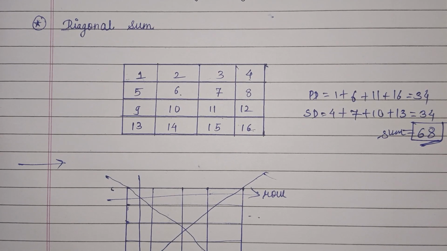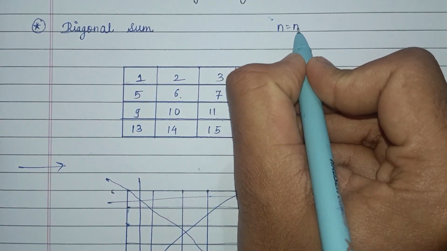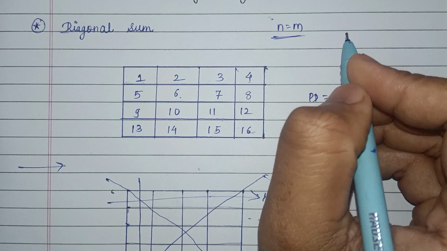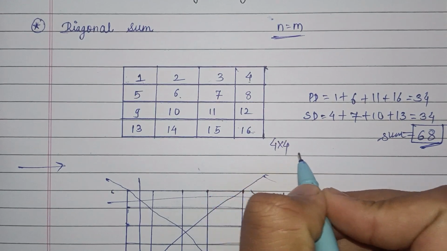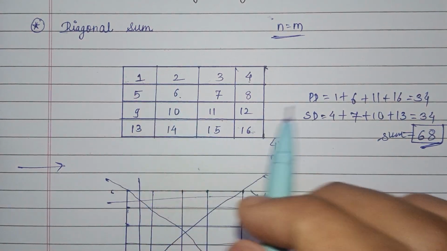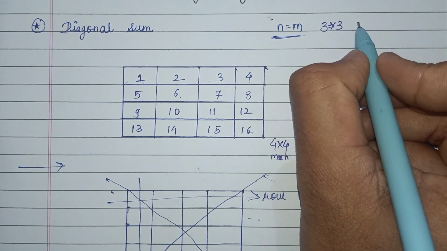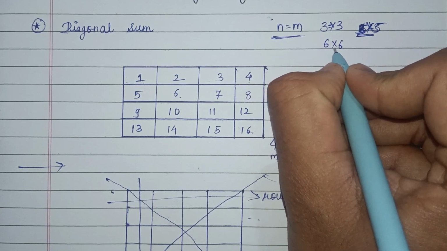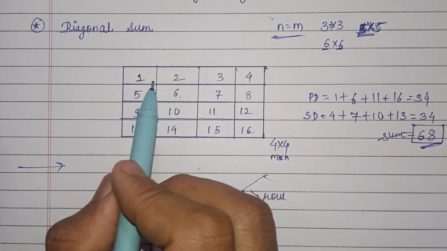One important note here is that diagonal sum is only possible when our n is equal to m. Only in this case can we apply diagonal sum. Here the matrix is 4 by 4, so m is equal to n and we can find this diagonal sum. It can be 3 by 3 or 5 by 5 or 6 by 6, meaning m is equal to n. Only then can we apply this method.